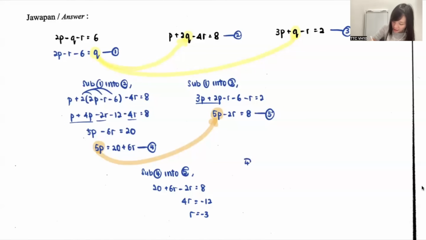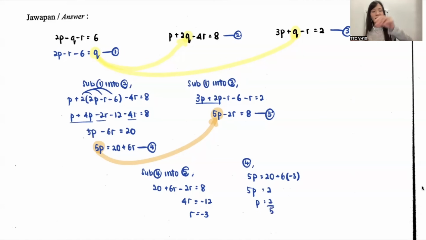Then now I think I can sub back into maybe equation 4 or equation 5 to find out the P answer. Let's say I like equation 4 more. If you press calculator, 20 minus 18, isn't it 2? So P answer, do you get 2 over 5? So P, I get the answer. R, I get the answer.